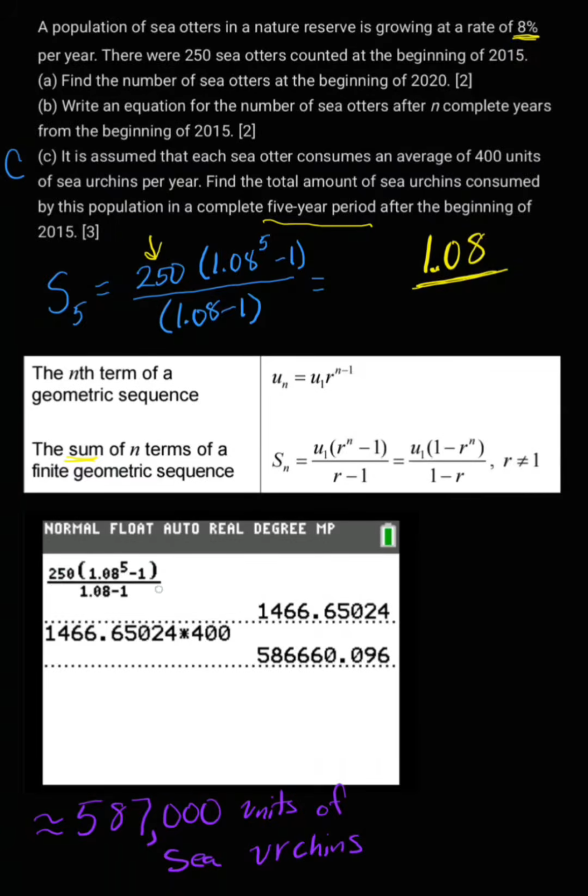Using our calculator, we can calculate this. There are 1,466.65024 sea otters in this 5-year period that are consuming 400 units each. So if we multiply that by 400, we get the total number.